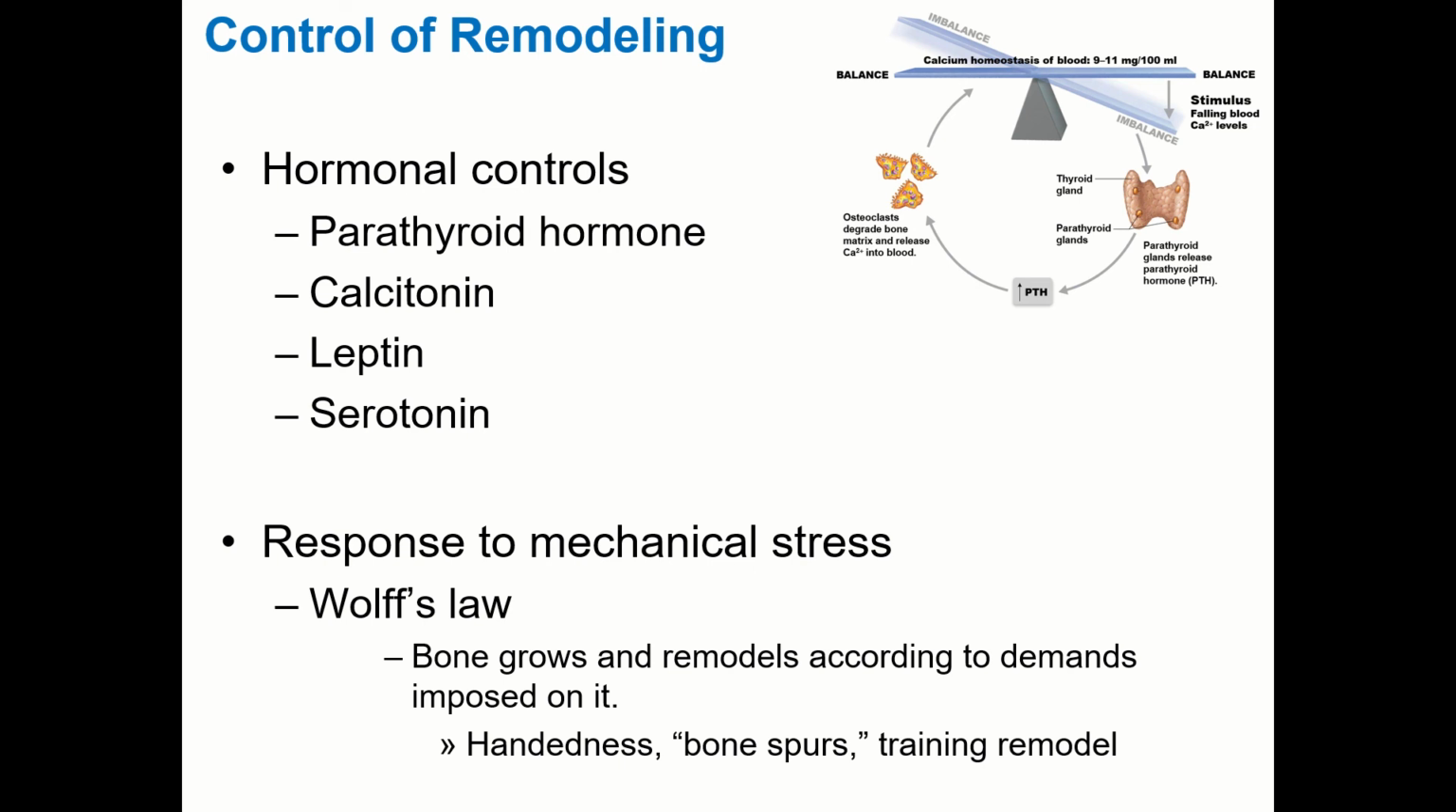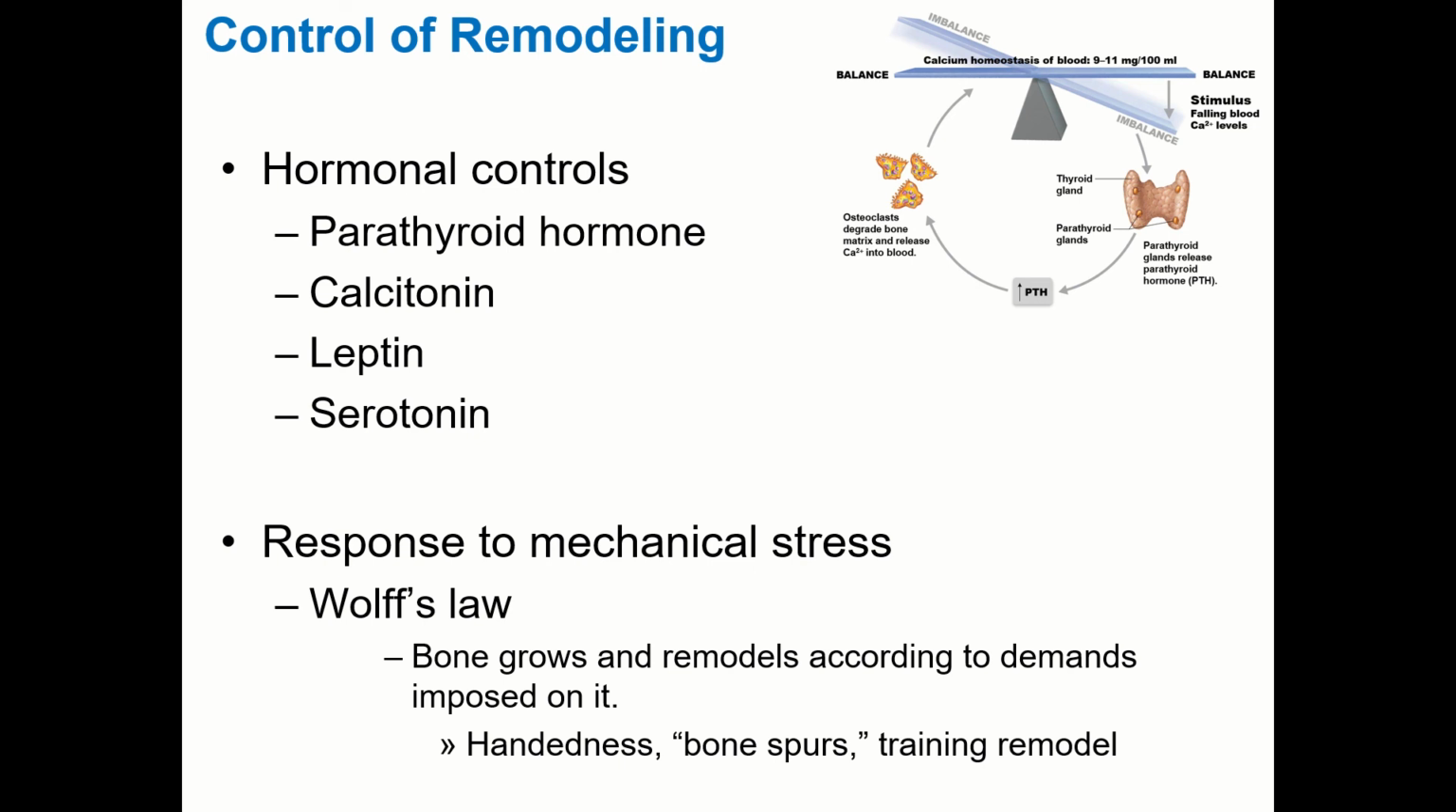Serotonin is in the central nervous system, but it's also a hormone secreted by the intestine. And so when serotonin is secreted by the intestine after a meal, it inhibits the osteoblast. It actually inhibits bone production. So there are a number of different hormonal controls that cause us to either build up or break down bone. The primary one that I want you to know is parathyroid hormone, that causes us to break down bone to keep our blood calcium within normal limits.